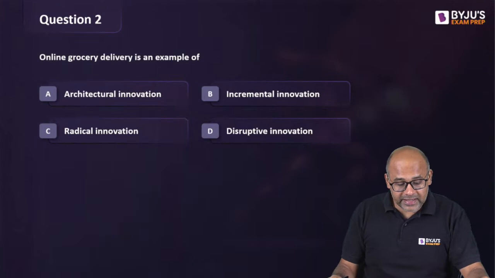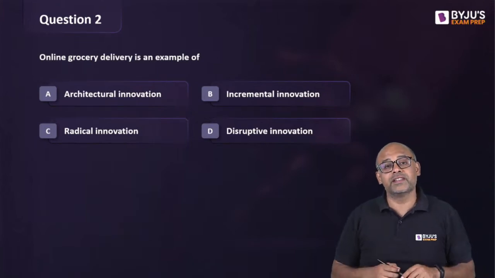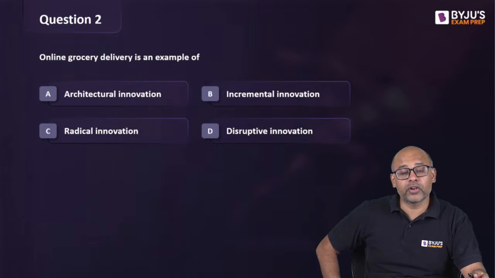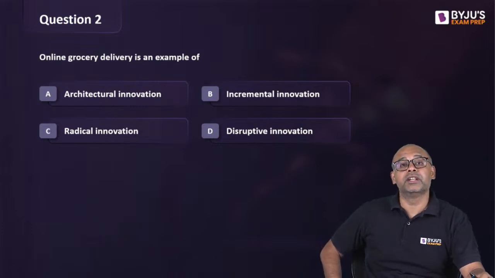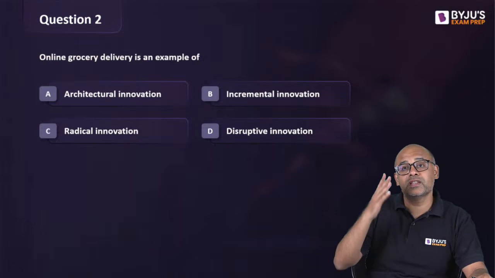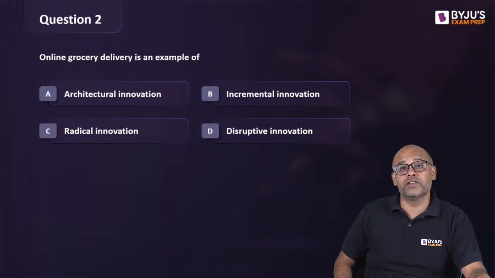Online grocery delivery is an example of. Very interesting. Let's see how many of you will get this correct. Online grocery delivery. If you remember the table in the morning that we discussed, the y-axis was market, the x-axis was technology, and then there was radical, disruptive, architectural and incremental innovation. So which one is this? Anyone? Shilpa, Jyoti, Mayur.